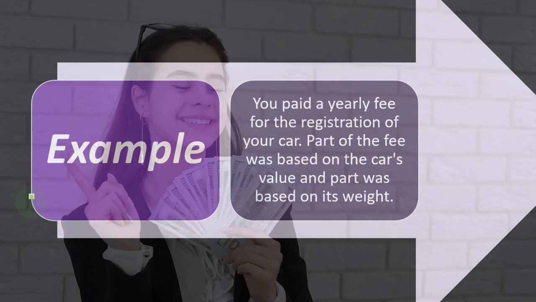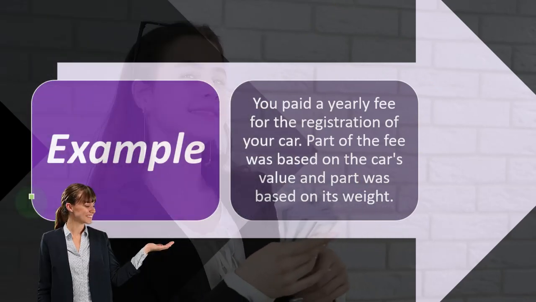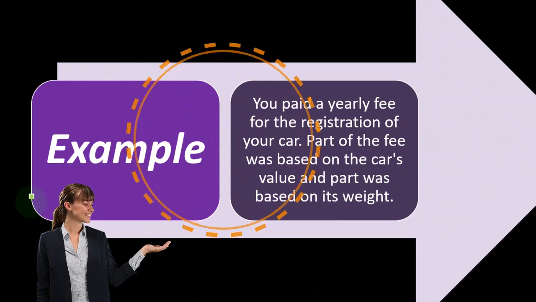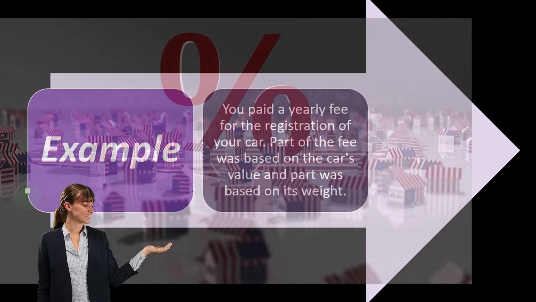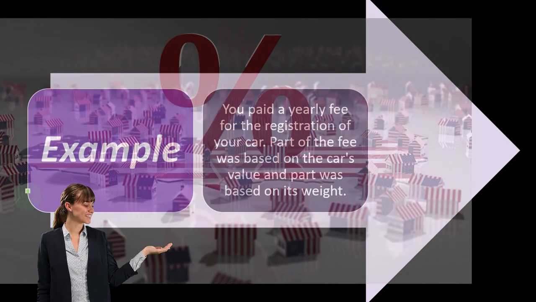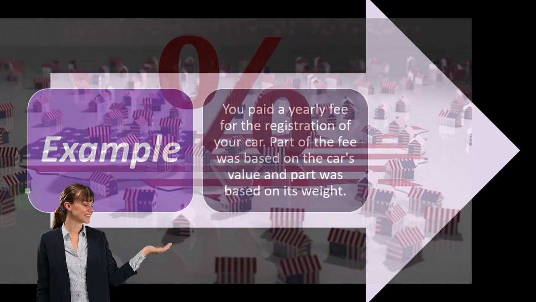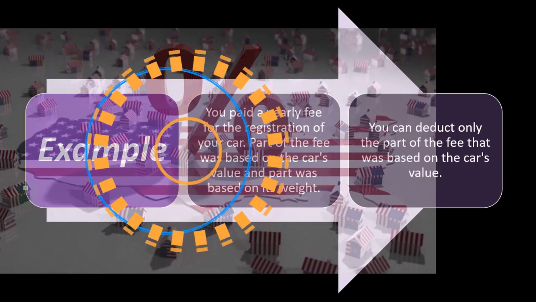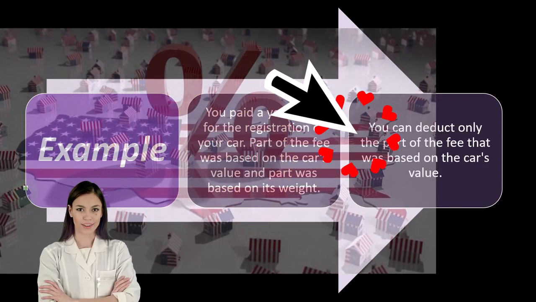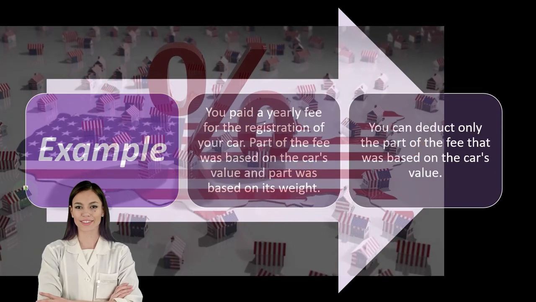So now you've got your other property taxes: you've got the real estate taxes on your home, and then other property like your car, which is the common example where you have this registration fee. So you may be able to deduct that, but they want you to deduct only the part of it that was based on the car's value.